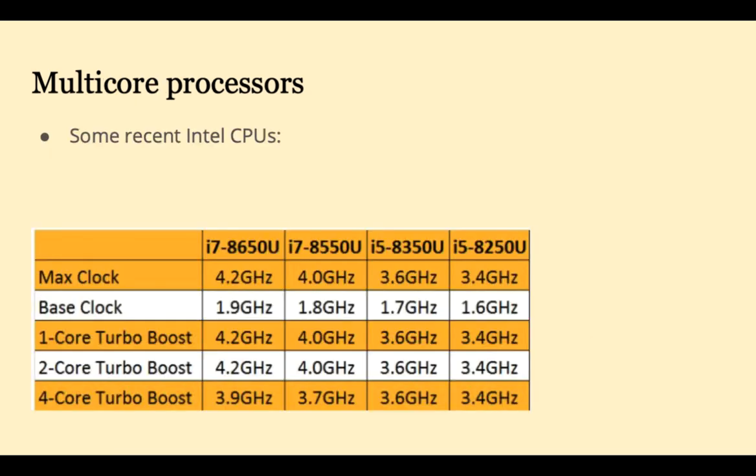Here we see some CPU frequencies from recent Intel i7 and i5 chips. The turbo boost dynamically kicks in when heat is low. So for example, in the i7, the max clock rate is 4.2 gigahertz. If the system detects that the temperature is too high, it will scale back down to its base clock rate of 1.9 GHz until the system is cooled.